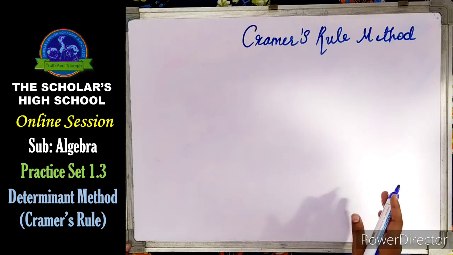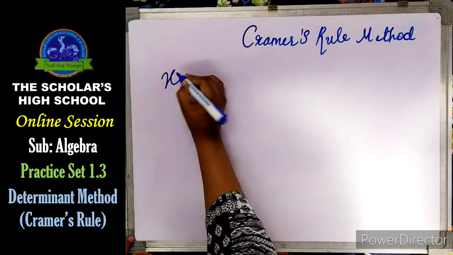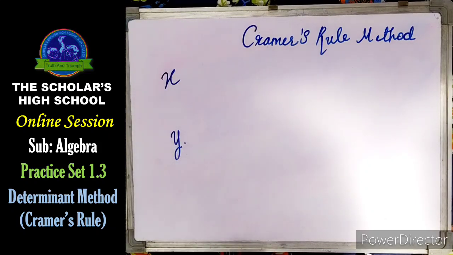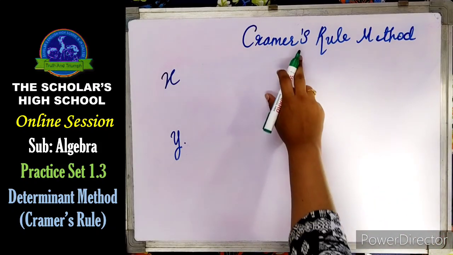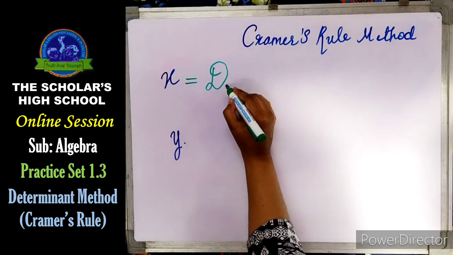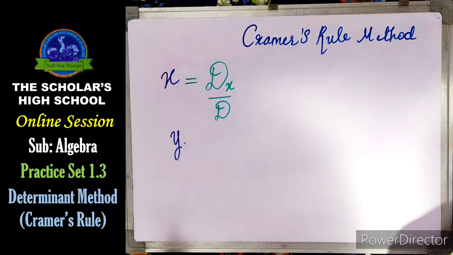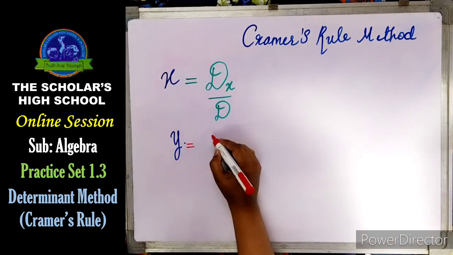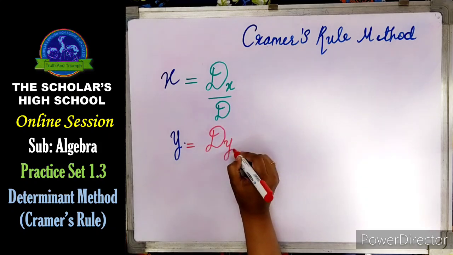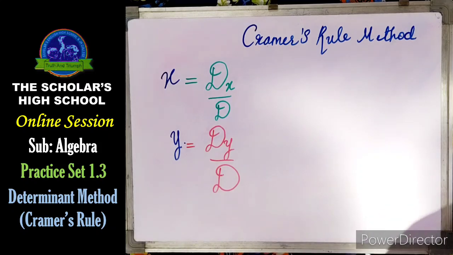So first let us see what is a Cramer's rule. As you know that we solve the particular simultaneous linear equation to find out the variable given in it. So there are two variables, x and y. To find out the value of x by using Cramer's rule, your formula is D stand for determinant of x upon D. And to find out the value of y using the Cramer's rule, the formula is determinant of y upon D.